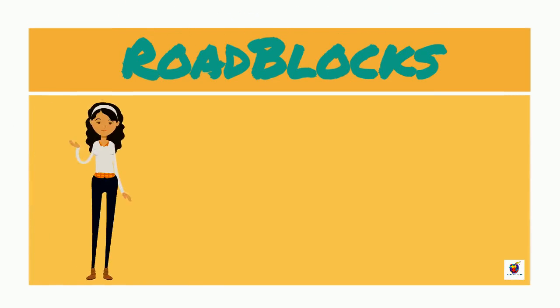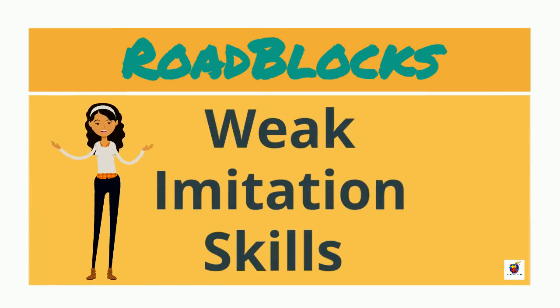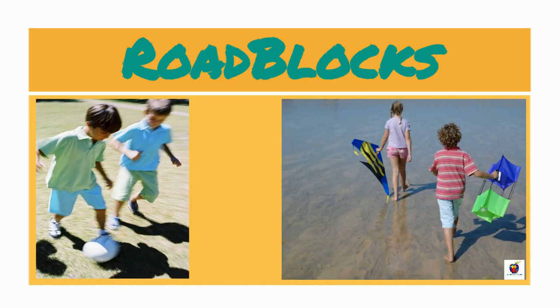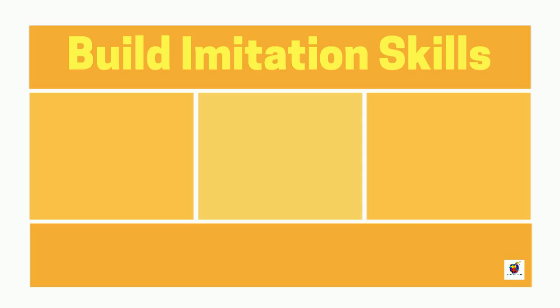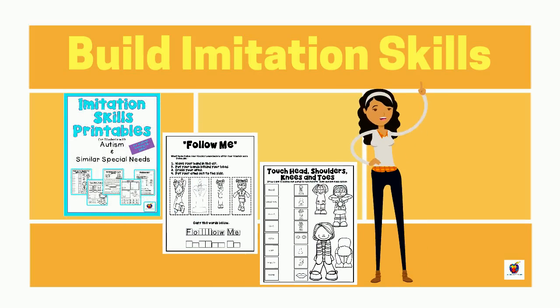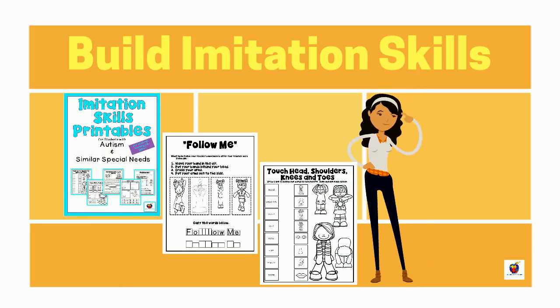Finally, weak imitation skills also pose another disadvantage to some individuals with autism. If they are not watching other people and learning from other people, then it will be more difficult for them to pick up on how to play the game or how to interact in that activity. It is up to us to do what we can to help build their imitation skills, and adults and caregivers can help with that. So what do we do?